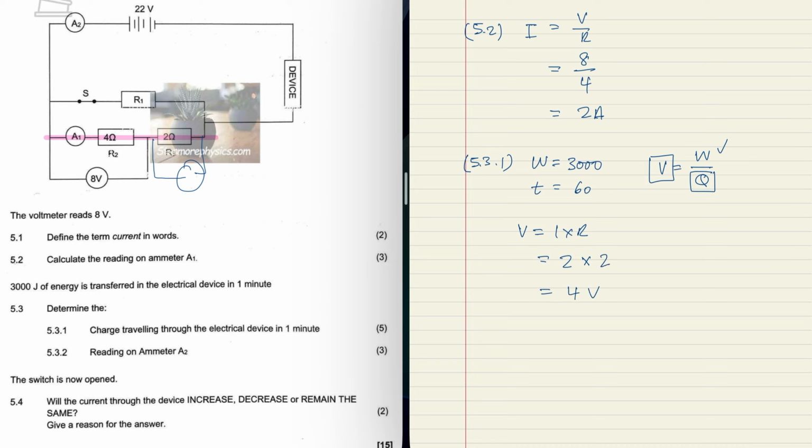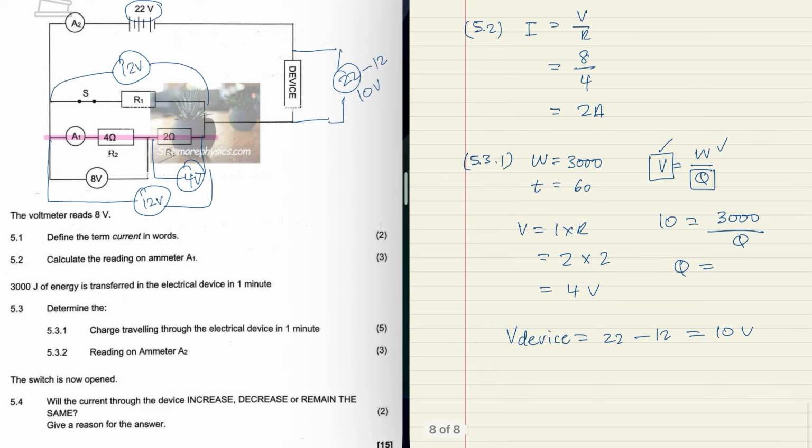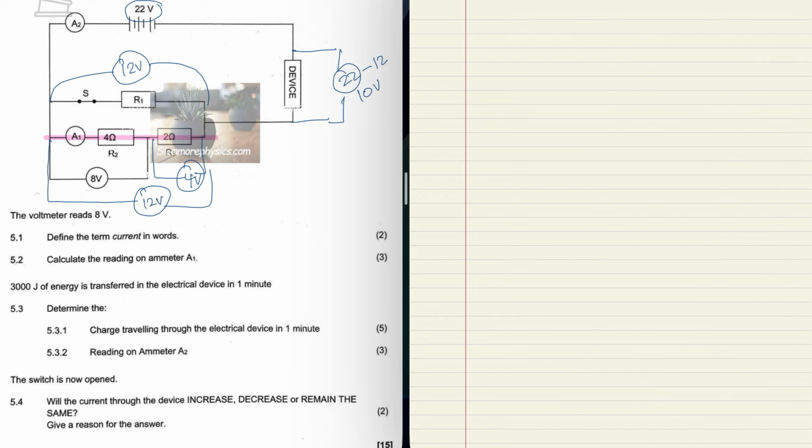this section is using 12 volts, it means that the balance must be what's being used by the device. So the device is going to use 22 minus 12, which is 10 volts. So the voltage for the device is going to equal 22 minus 12, which is 10 volts. So now that we know the voltage and we know the W, we can work out Q. We can say that 10 is equal to 3,000 divided by Q. That means Q is equal to 3,000 divided by 10, which is 300 coulombs.